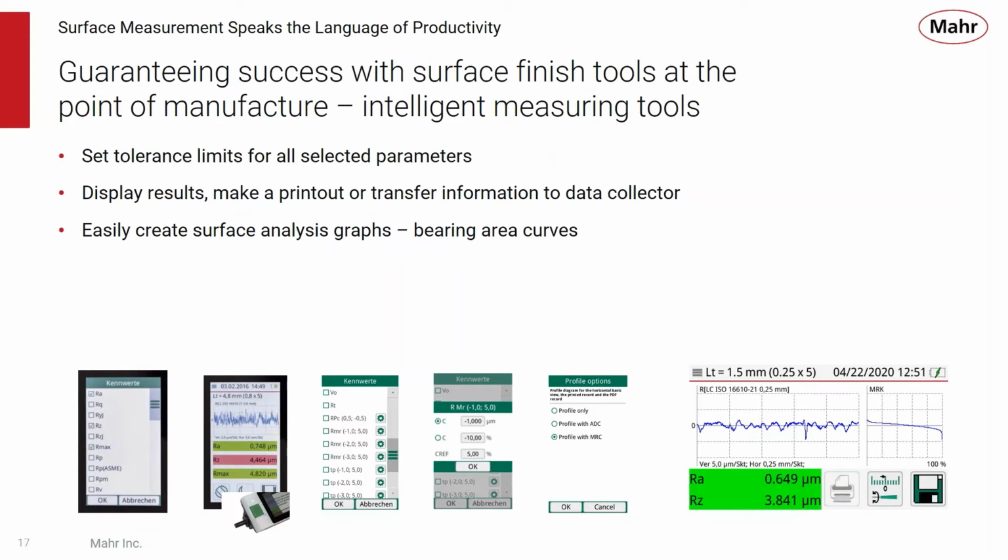And not only can we make the measurements, but we can easily qualify or quantify the results for the user. So there can be tolerance limits for the selected parameters. We can display results, make a printout, or transfer that information for data collection. And we can easily create surface analysis graphs, bearing area curves, for example, and they can all be visualized very quickly by the user, plus get the single-digit quantitative results.